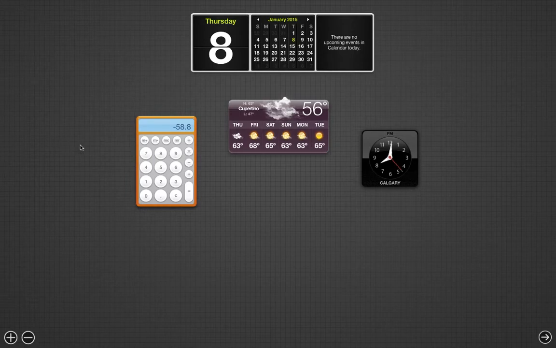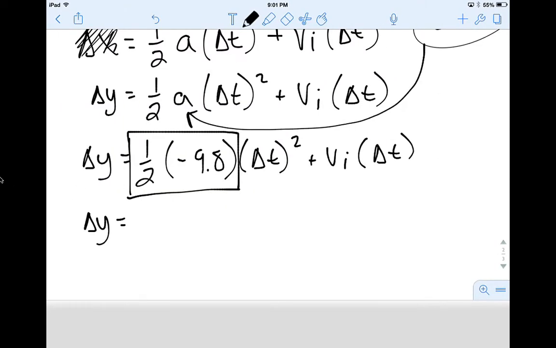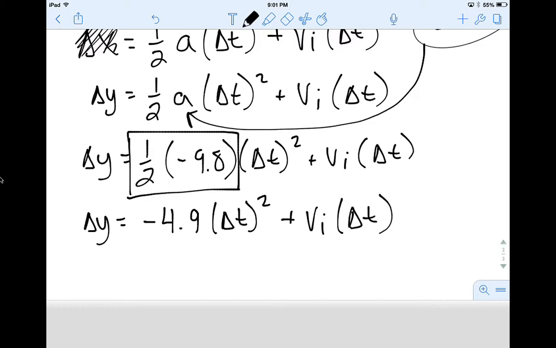So now I'm going to have delta y equals 1/2 times 9.8, which is actually, here I'll even show you guys. Hopefully you know that 1/2 is the same as 0.5. So 0.5 times 9.8 gives me 4.9. So now I've got negative 4.9 times delta t squared plus vi delta t. And that delta y there is how far did it fall?